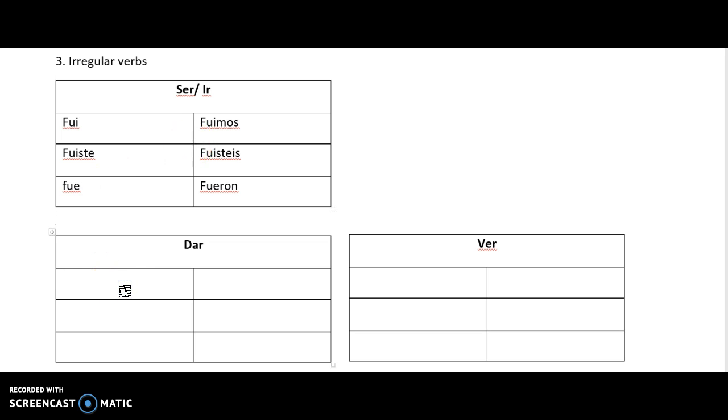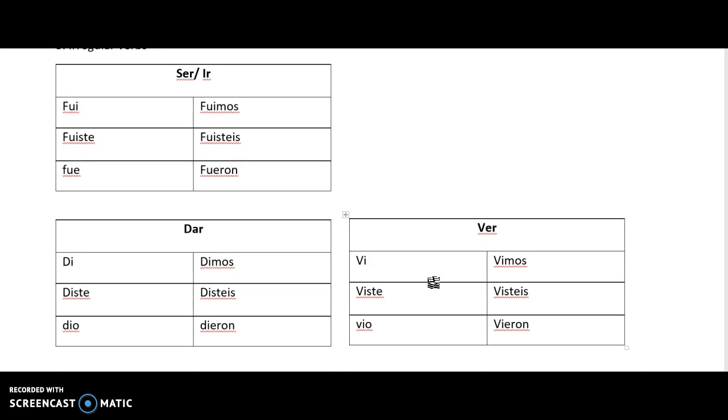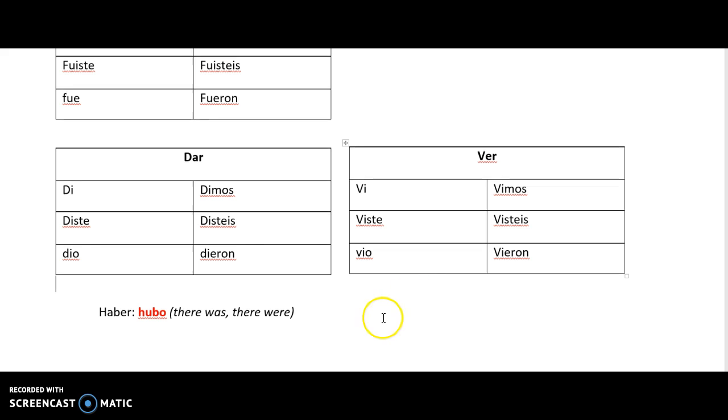Now, dar is going to have the same endings as ver, and none of them have accents. We have di, diste, dio, dimos, disteis, and dieron. For ver, the endings are actually the same as the normal endings, we just don't have accents. So vi, viste, vio, vimos, visteis, and vieron.